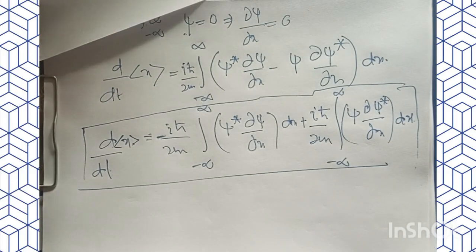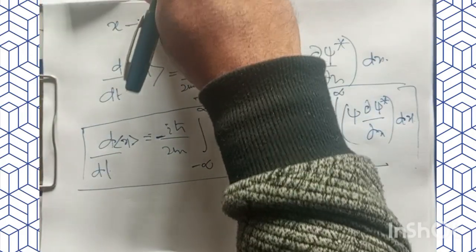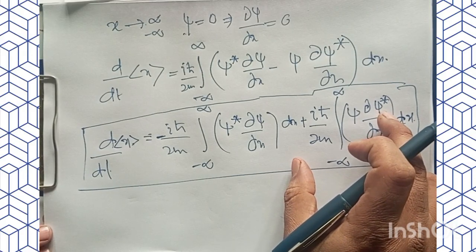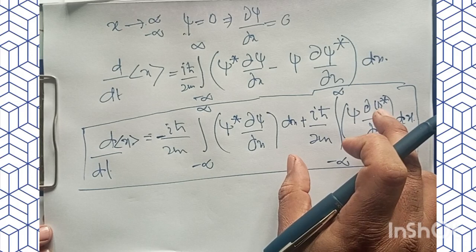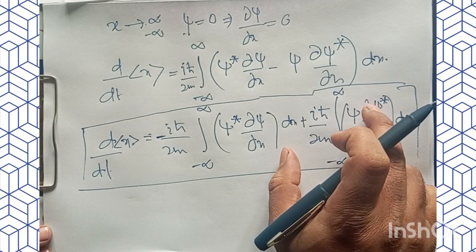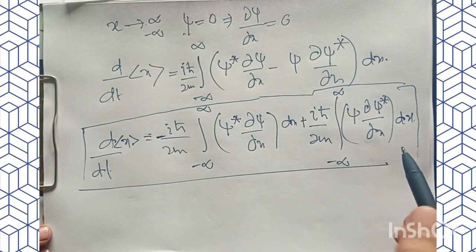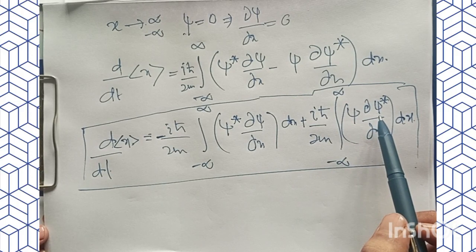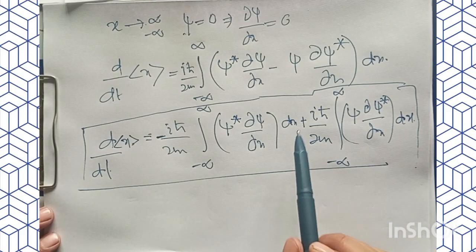Now if we move further from here, let me take this integral now. I will take this part of the integral from this equation, and the second part of this integral is what's going to happen here. I have psi dou psi star, and am I doing it right? I think I'm doing it right.